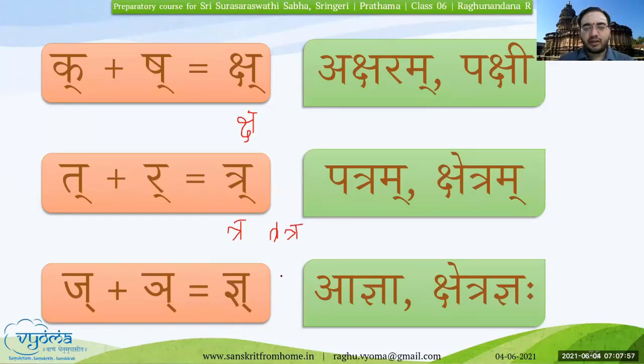And this is Gnya. While writing, we sometimes write it this way only, or sometimes we may also write it like a 5. This also is Gnya. So this is how it is written. Please make note of this. In this example, you can see all three special characters are used: Kshetrajnaha, Kshetrajnaha. Hope this part is clear. Make a note of this. We'll go to the next slide.